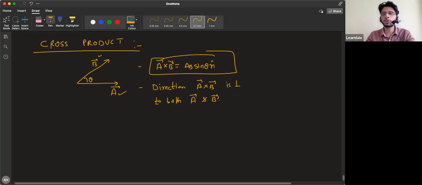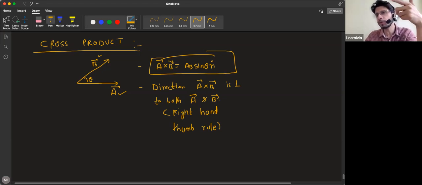Whether it's outwards or inwards, we use the right hand thumb rule. We won't use the right hand thumb rule right now, so I'm not discussing it. But you should remember that if A and B are vectors, then A cross B is another vector and the direction of that vector is perpendicular to the plane containing A and B.